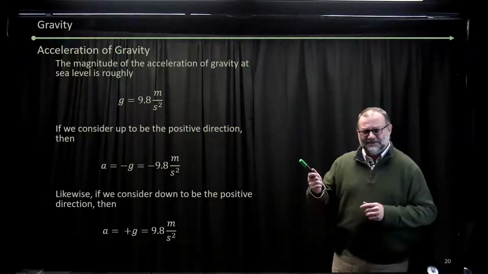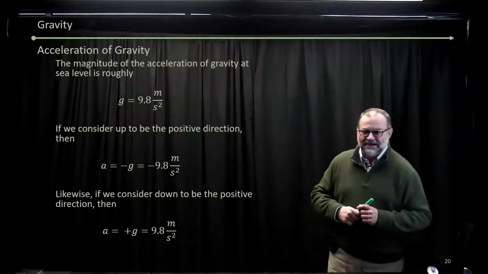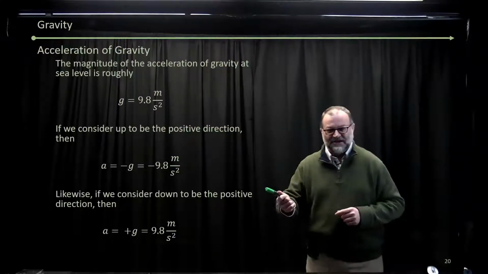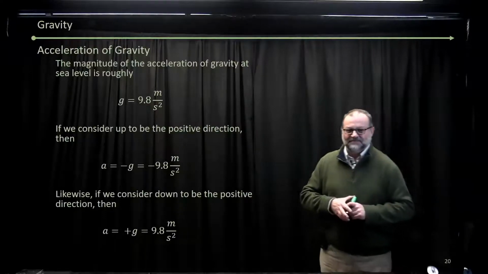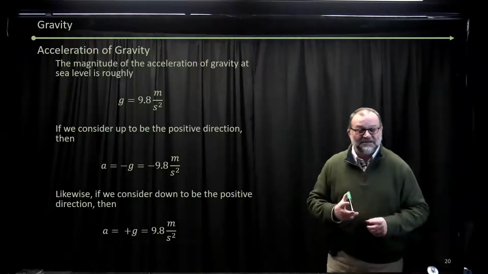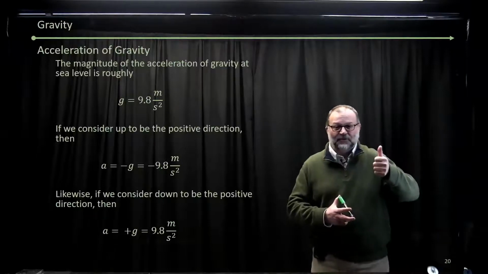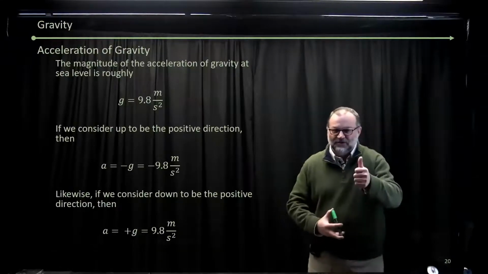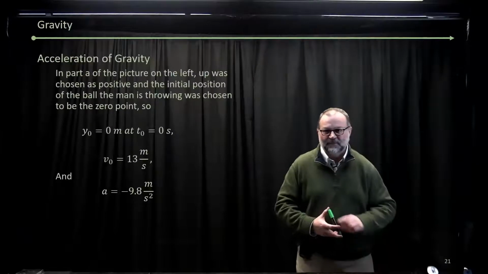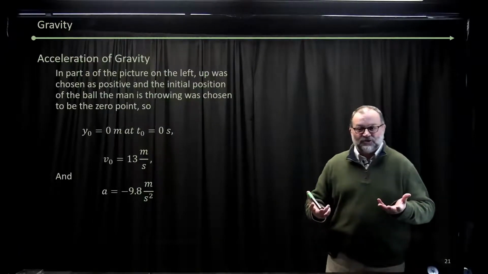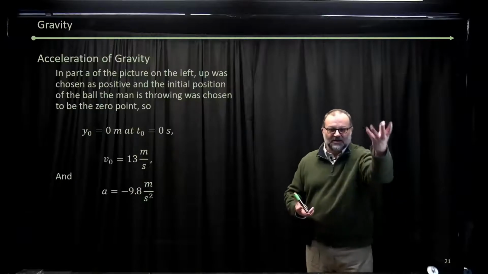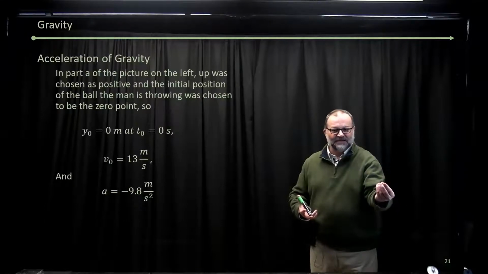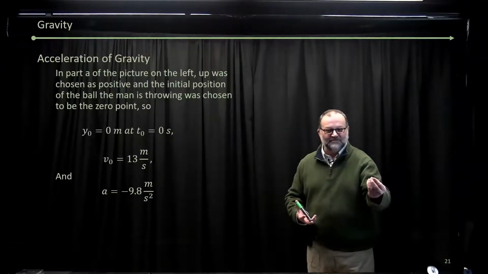I use G, the acceleration of gravity, as a positive 9.8, and that means the actual acceleration due to gravity in a problem is minus G, so minus 9.8 meters per second squared. That's because we're going to consider up to be the positive direction. All right, that's our convention. You can rework it with down as the positive direction, but we're going to go with up as positive. In the picture, where the guy's throwing this, y naught is 0, t naught is 0, v naught is 13 meters per second, and acceleration is minus 9.8 meters per second squared.